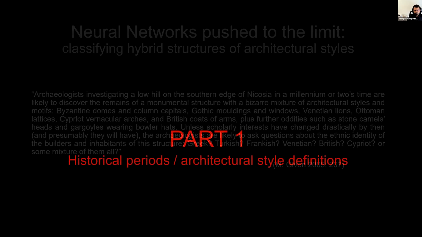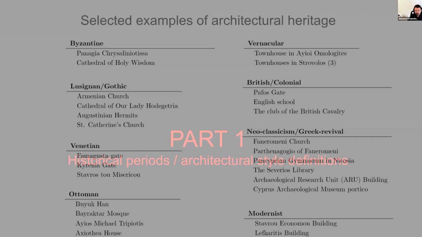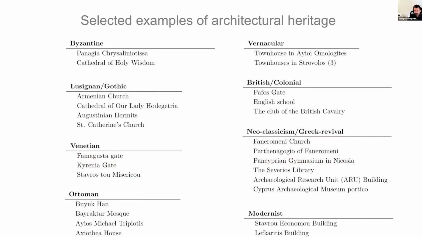So I will try to quickly introduce you to some of the steps of the process we followed in order to develop this neural network, for you to understand the challenge. So first we started, of course, with selecting some examples from the various architectural styles or periods that one can find in the modern history of this island, of this country, spanning from Byzantine and Lusignan to Ottoman to British colonial and modernist. And you see here a list of the buildings.